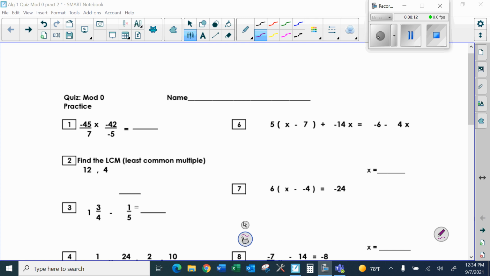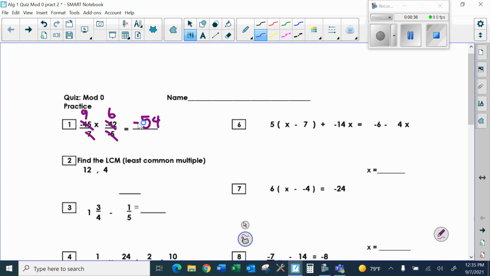We cross cancel. So first I'm going to check my negative signs. I notice I have three negatives, so the answer is going to be negative. Anytime there's an odd number of negatives, it's negative, and an even number of negatives is positive. 5 goes into 45 9 times, 7 goes into 42 6 times. 9 times 6 is 54.